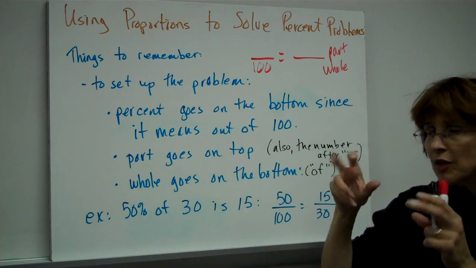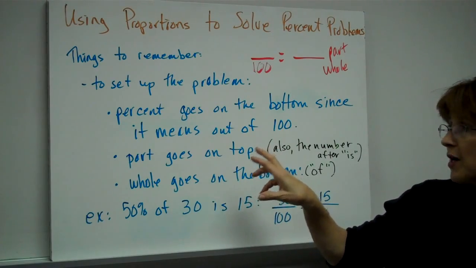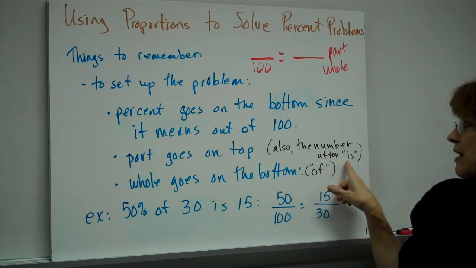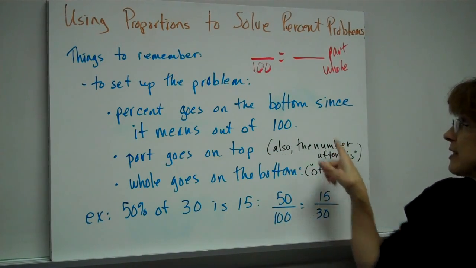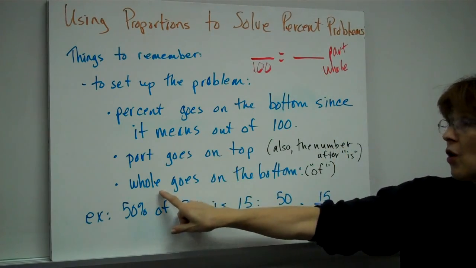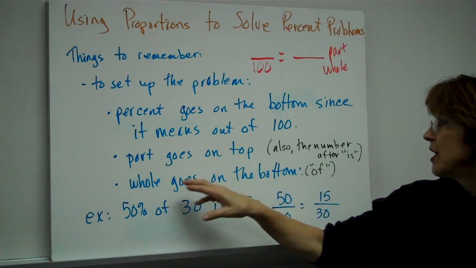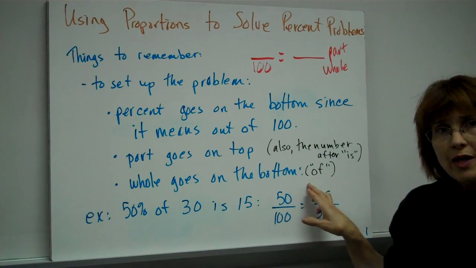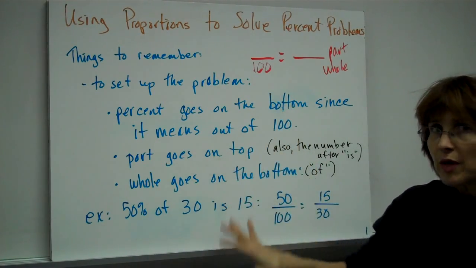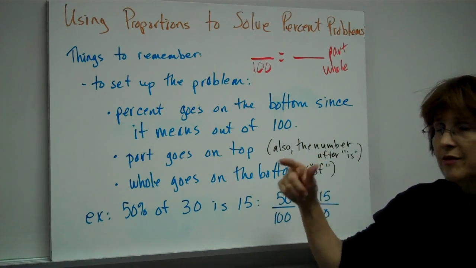Okay, the part that we don't know, or the part that we are given, is also the number that's after the word is. The number that's after the word is, that's going to go on top. And the whole thing goes on the bottom, and that's usually around the word of. You'll understand all this. You don't have to write all this down because you're going to understand it through the examples.